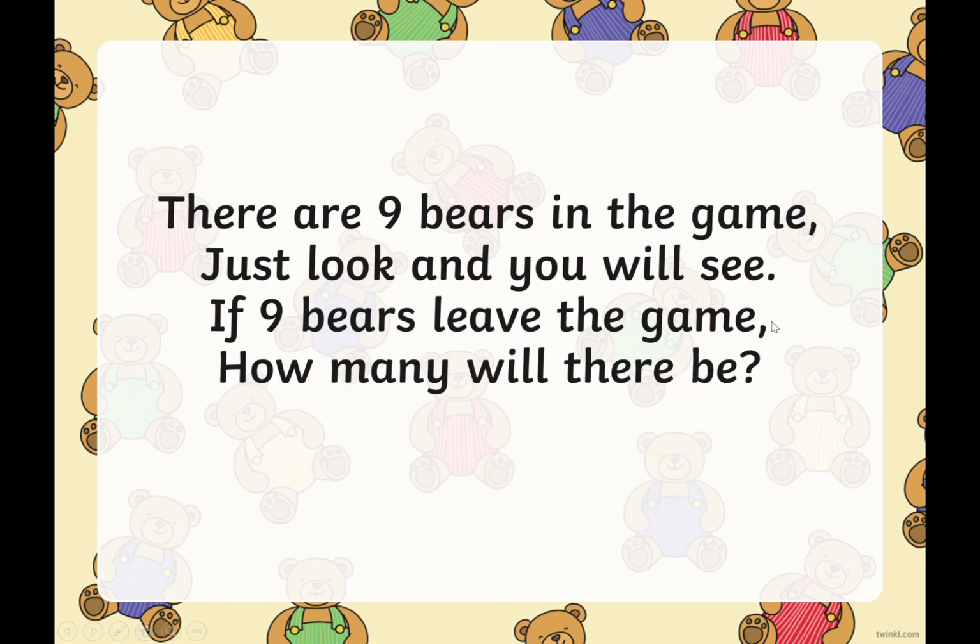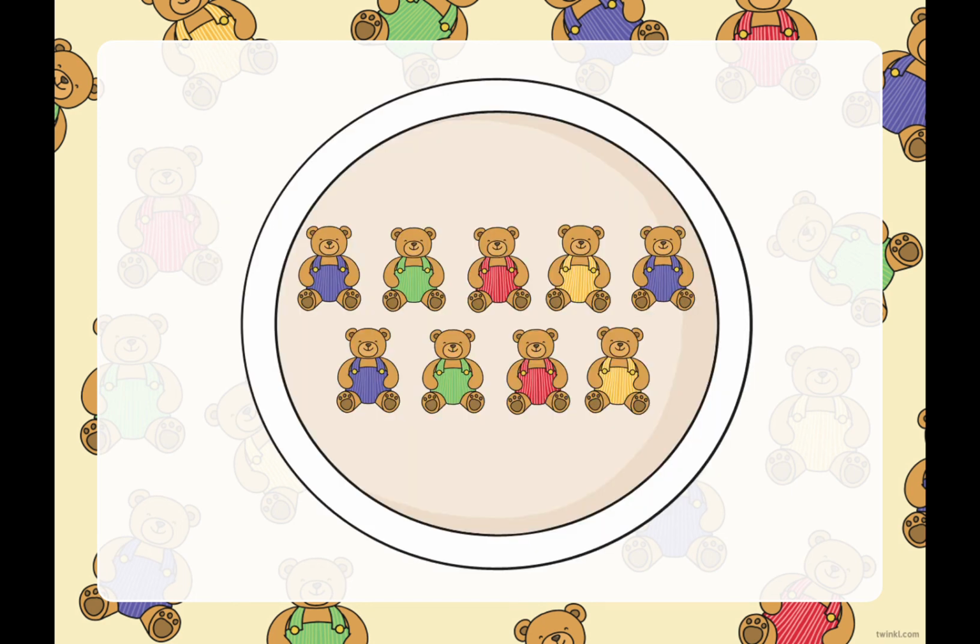There are 9 bears in the game. Just look and you will see. If 9 bears leave the game, how many will there be? So there are 9 bears and then 9 bears leave. Have a look at those bears. There are 9 bears and then 9 leave. That's another way of saying take away, isn't it? Have a go at a number sentence. There are 9 bears. There's your clue.